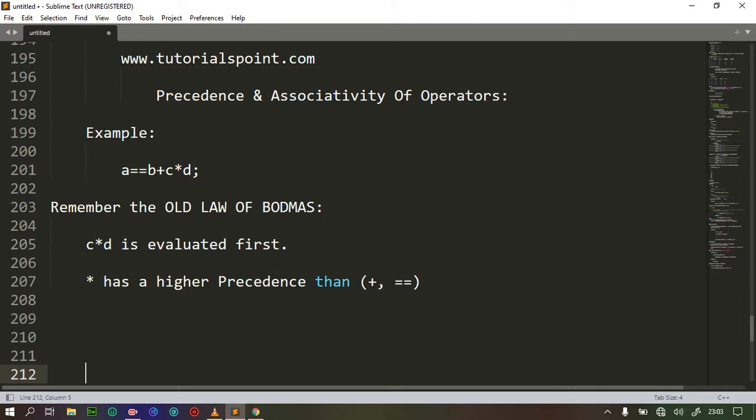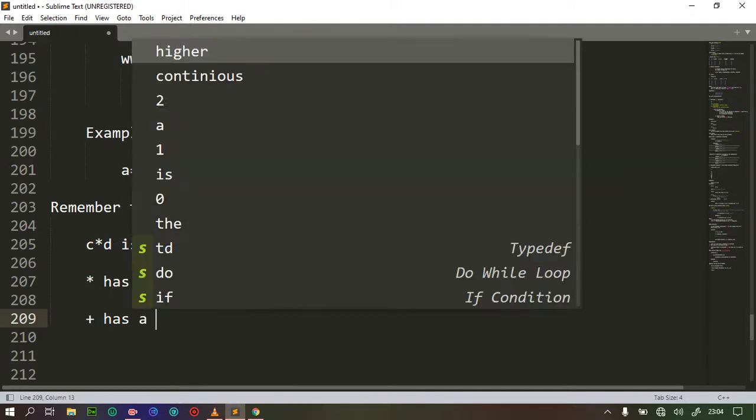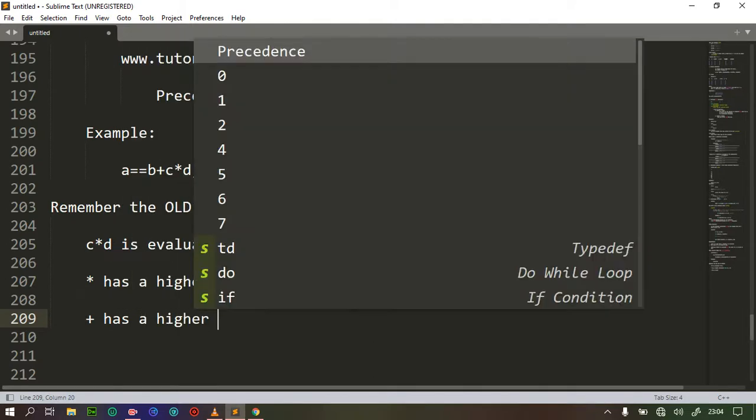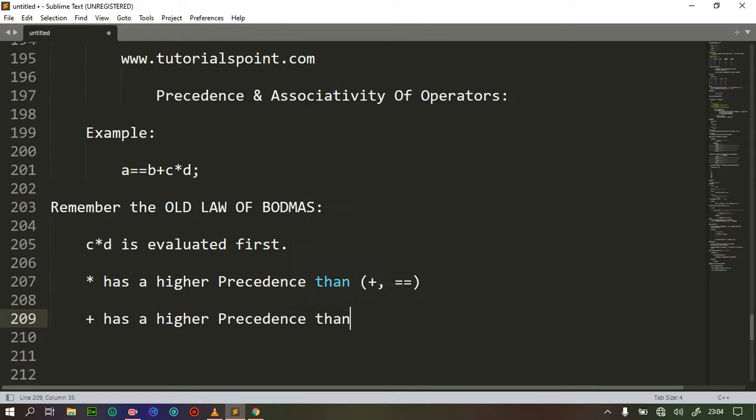Altogether, the result is then added to B. Are you noting that in the expression? The result is then added to B. Reason: the plus has a higher precedence than the equivalent. Guys, are we enjoying?